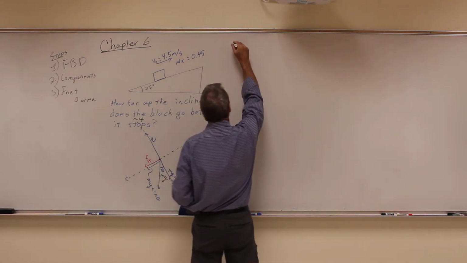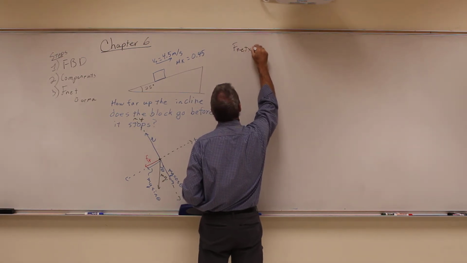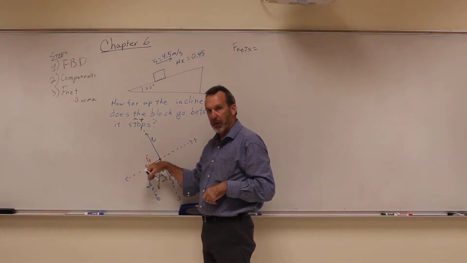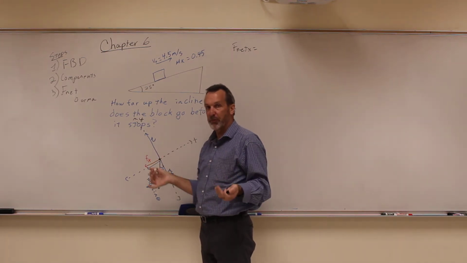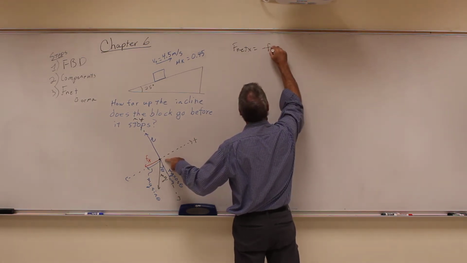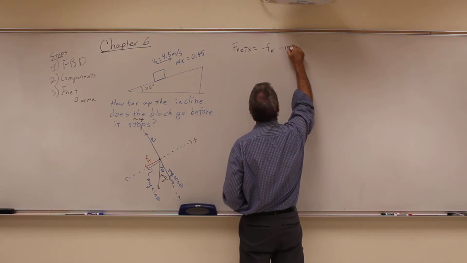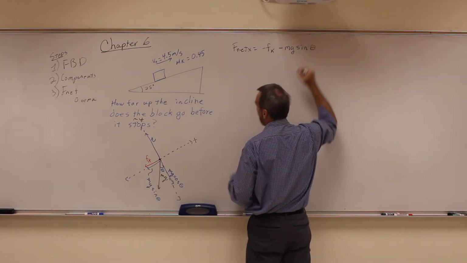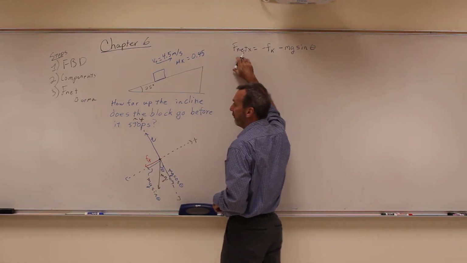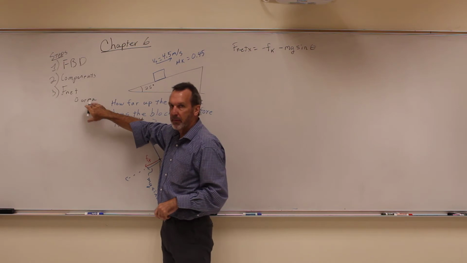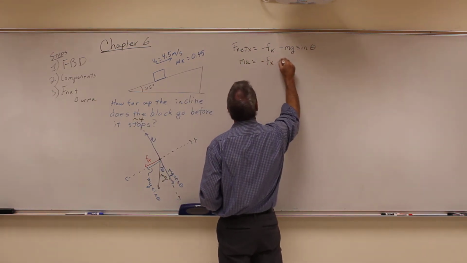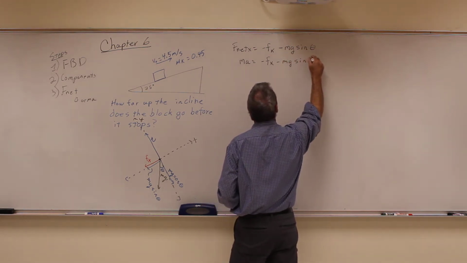Now we have to look at this. F net x is this way. Notice that it's not balanced. Both forces are going this way. There's no balancing force, so it's definitely accelerating. So I'm going to put here we have minus friction and minus mg sine theta. Why is it minus? Because remember, positive x is this way, that's negative x. But I'm going to replace F net x with ma because it's accelerating. So ma is equal to minus the friction force minus mg sine theta.